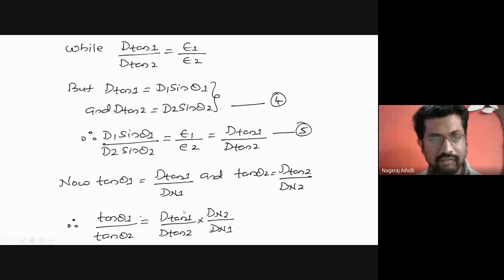Correct? Therefore, tan theta 1 by tan theta 2 is equal to, dividing one by another, Dtan1 by Dn1 divided by Dtan2 by Dn2. That will be cross multiplied: Dtan1 by Dtan2 into Dn2 by Dn1. That will be our tan theta 1 by tan theta 2.